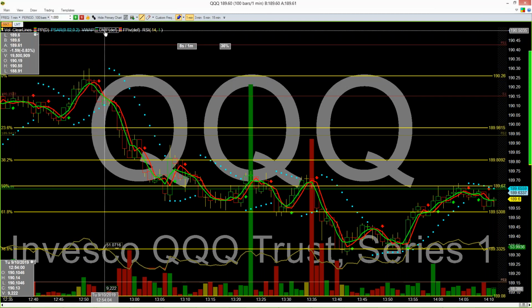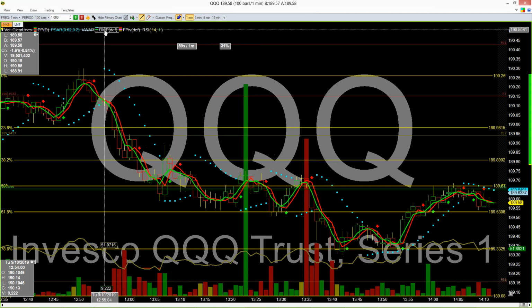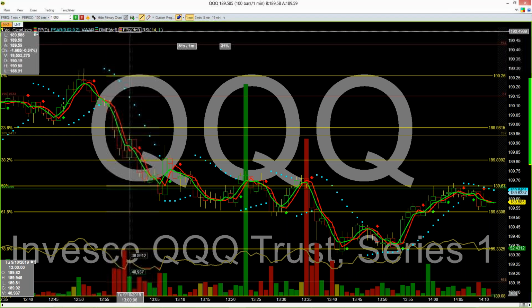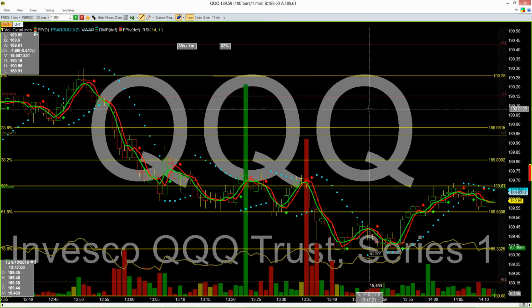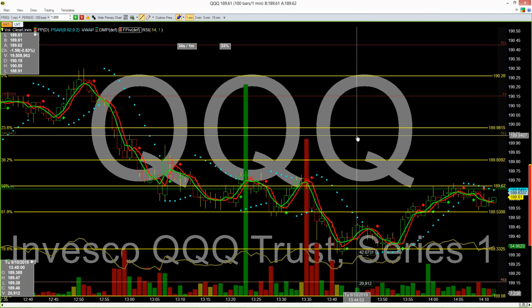DMP is a DeMark pivot. So there's 3 levels: DML, DMC, and DMH. DM high, DMC is the center, and DML is the low. And that uses daily data. And then the Fibonacci pivot, which also uses daily data. So there's FS1, FS2, Fibonacci support 1, Fibonacci support 2, and so forth.